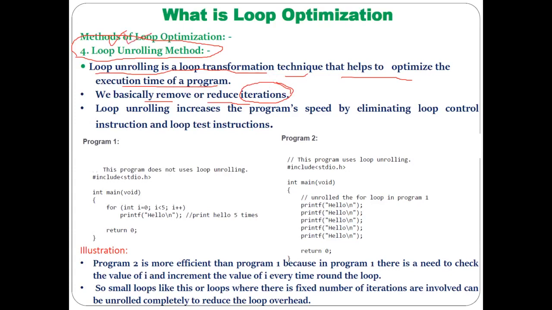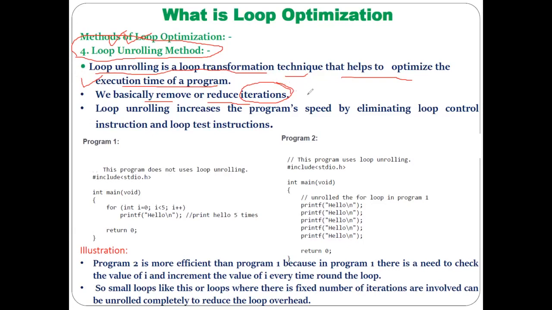What is loop unrolling? Removing or reducing the iterations, and through that improving the execution speed of the program. Improving the efficiency of the program and the compiler is done through the loop unrolling method.